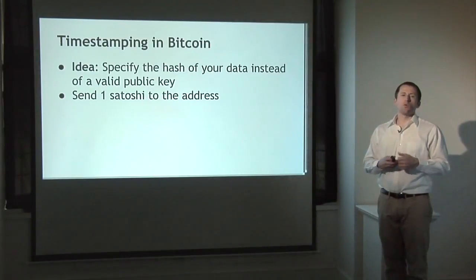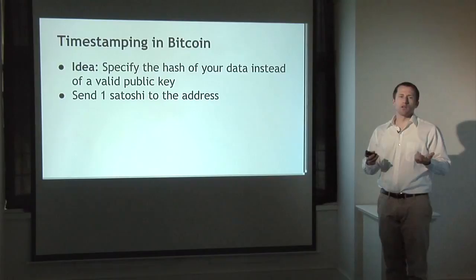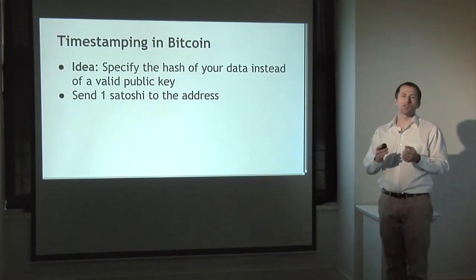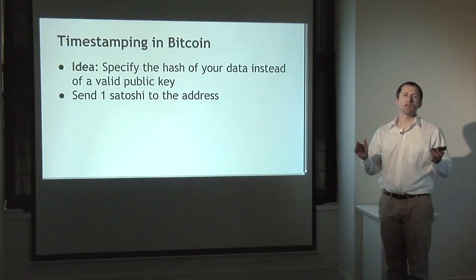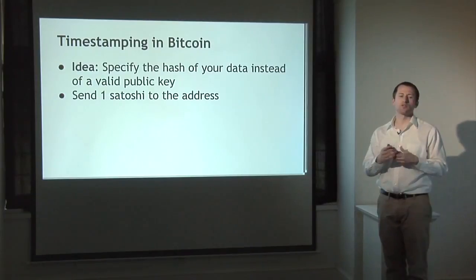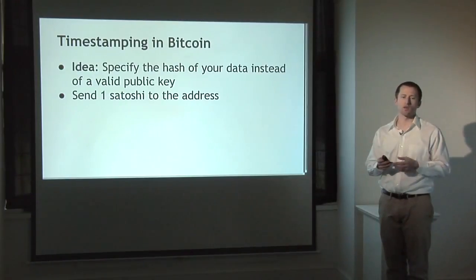So the question is really, where can we put our hash commitment in Bitcoin? What's the right place in the blockchain or in transactions to stuff this data, which will represent the hash of some information that we're trying to timestamp?